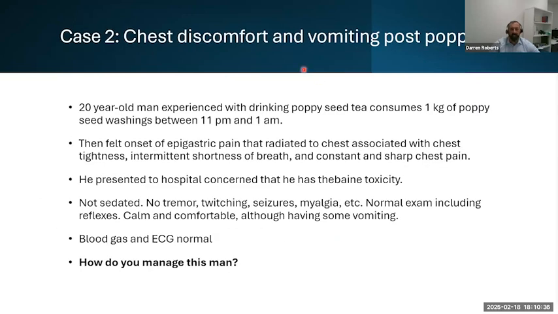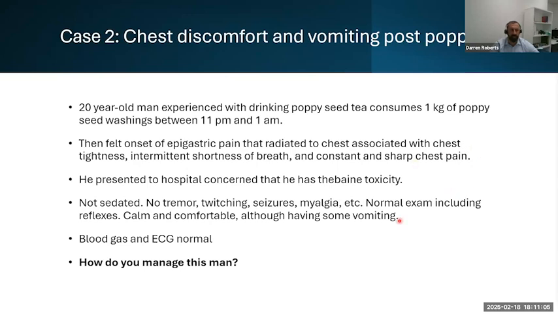The next case is another case also relating to poppy seed teas. This is a man who's 20 years old, and he's been drinking poppy seed tea for some time. And he has a higher amount. He has 1 kilo of poppy seeds, which he dissolves in the water, and then he drank that over about 2 hours. After doing that, he felt some epigastric pain, and then some chest pain and tightness, some shortness of breath. And then he just thought, this is not good. I'm going to go to hospital.